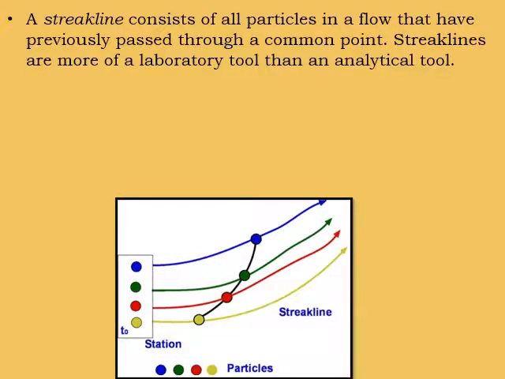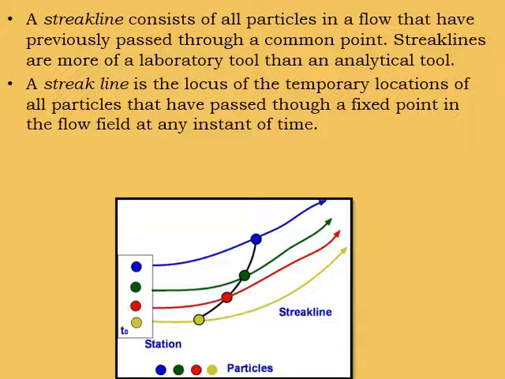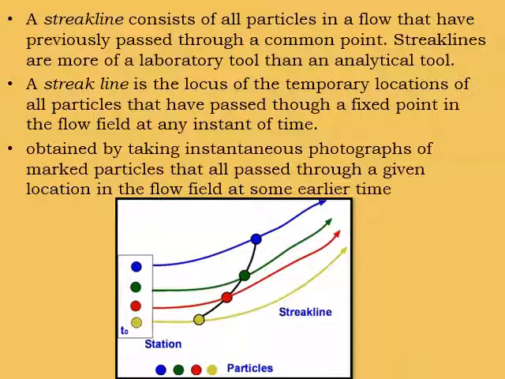Next, coming to the streakline. The streakline consists of all particles in a flow that have previously passed through a common point, and streaklines are more of a laboratory tool than an analytical tool. The streakline is the locus of the temporary locations of all particles that have passed through a fixed point in the flow field at any instant of time. This is obtained by taking instantaneous photos of the marked particles that passed through the given location in a flow field at some earlier time.